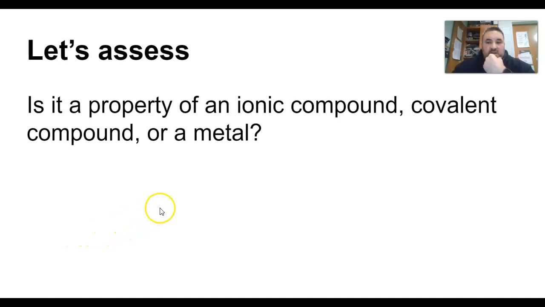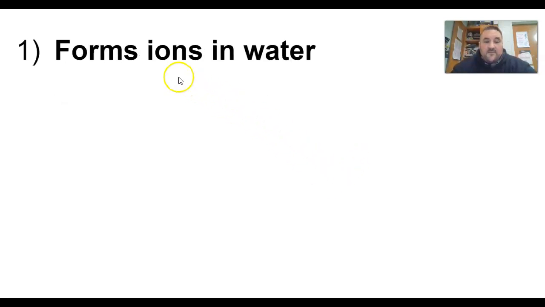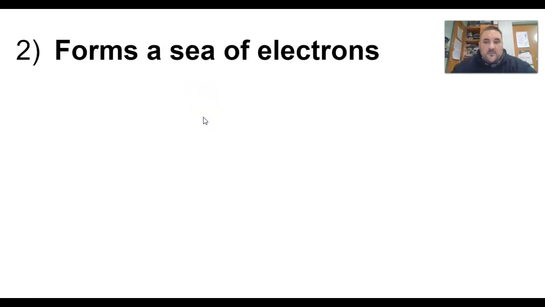So we're just about done with this chapter. Let's see if you guys can pick out, is the statement about an ionic compound? Is it about a covalent compound or a metal? Remember, these questions can all be test questions at any given time. It forms ions in water. Write these in your note packet, and then we'll come back and go over them here in a minute. So it forms ions in water. It forms a sea of electrons.